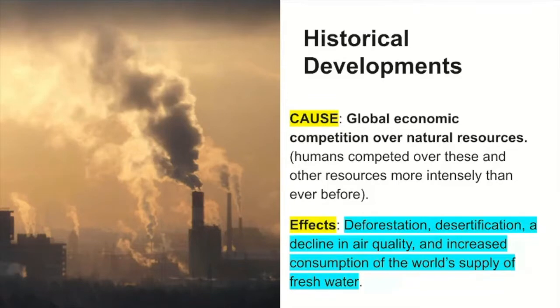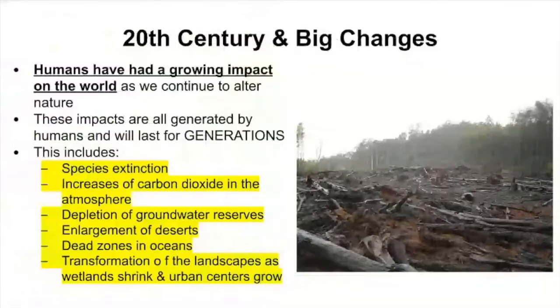And to once again identify and solidify the effects of this are deforestation, desertification, a decline in air quality, as you can see in the image, an increase in consumption of the world's supply of fresh water. All right, what are the big changes in the 20th century that have to do with human interaction and impact on the natural world? Look, species extinction, increase in carbon dioxide in the atmosphere, the depletion of groundwater reserves under the ground, enlargement of deserts, dead zones in oceans, the transformation of the landscape as wetlands shrink and urban centers grow. Think of where we live.